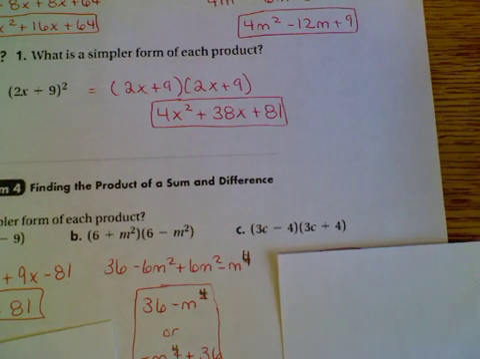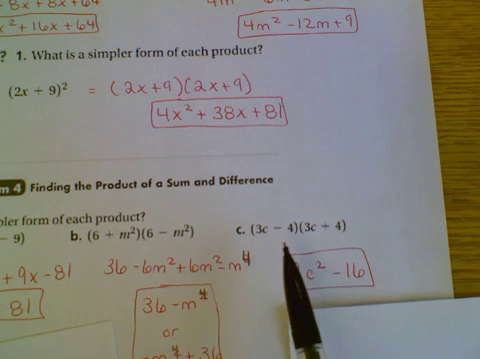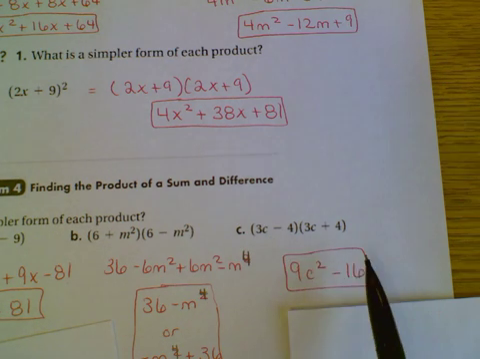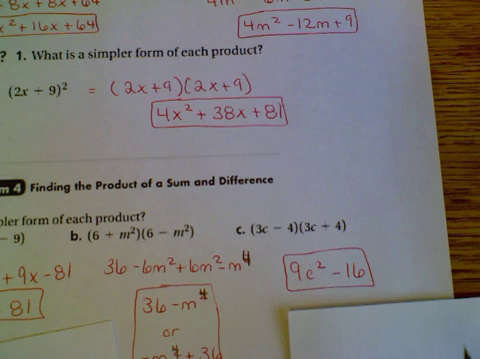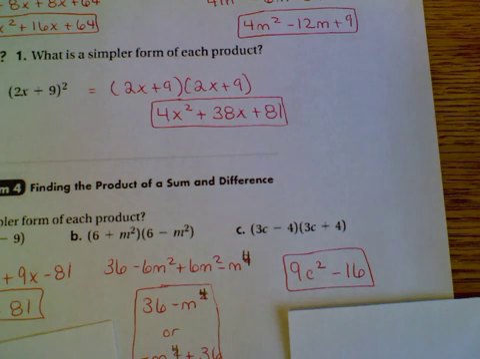On letter C, I would go ahead and multiply it out, combine my like terms, and my final answer should say 9c squared, because that would be these two times, and then negative 16, because that would be my last. Your outsides and insides should have canceled each other out.